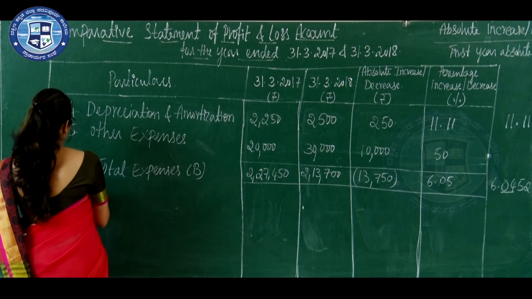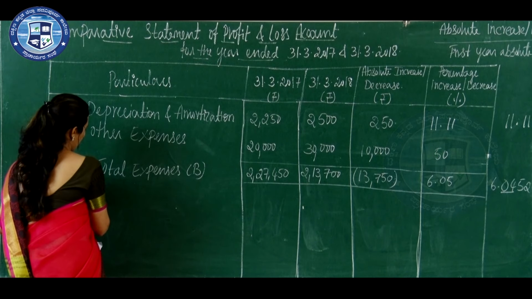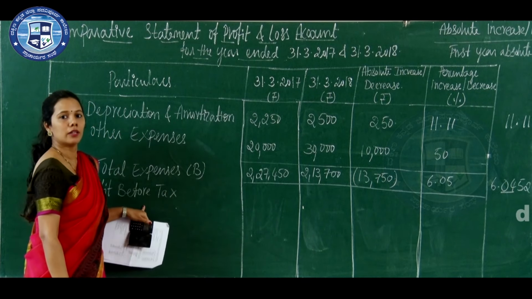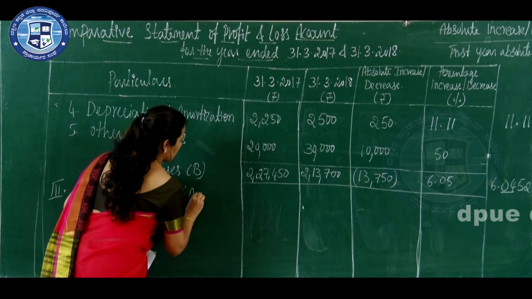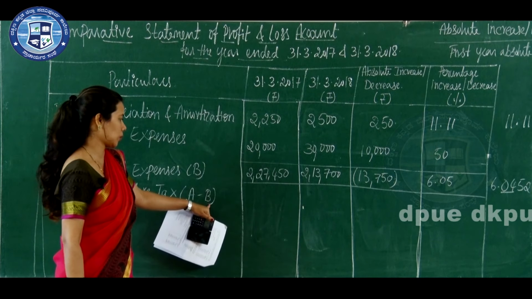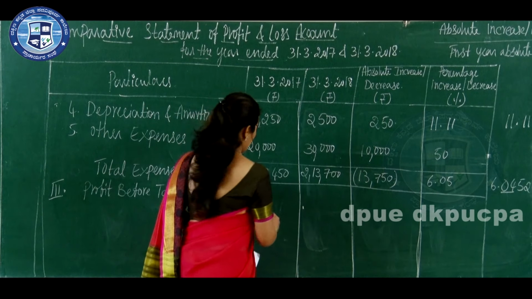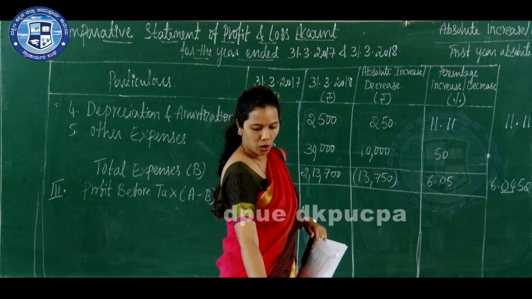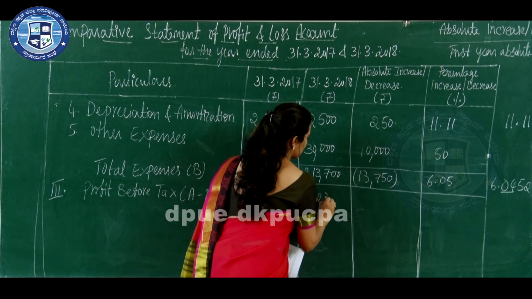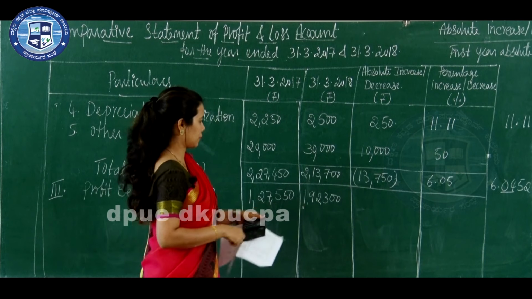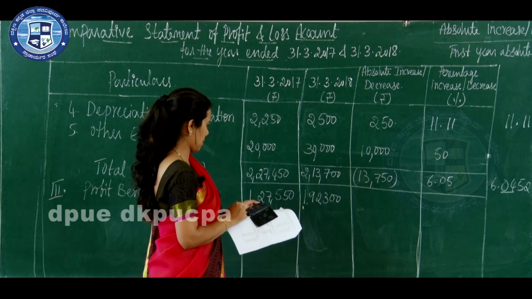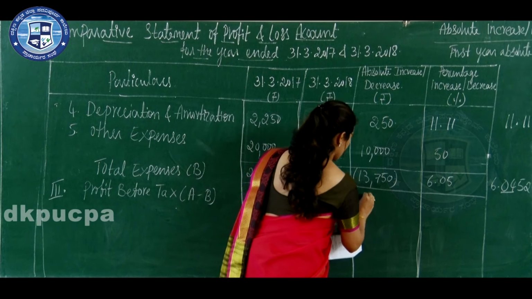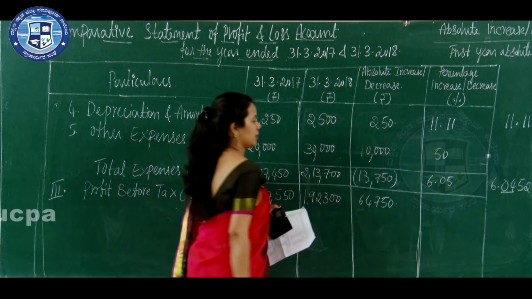Then after total expenses, the third one, calculate profit before tax. Profit before levying tax, that is A minus B, your total income minus total expenses. So your first column answer is 1,27,550, and your second column 1,92,300. So again take the difference, 1,92,300 minus 1,27,550. Sorry, it's a positive figure. 65,750 is the difference.